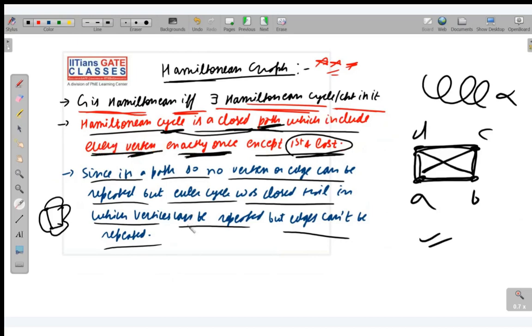In Euler, the main concentration was on edges, that means every edge should be covered exactly once. In Hamiltonian, the main concentration is on vertices, that means every vertex should be covered exactly once.